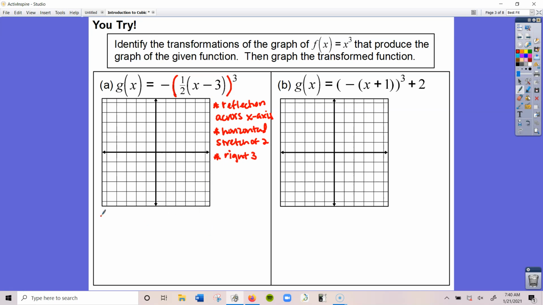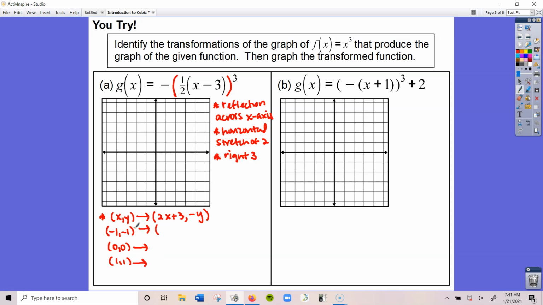Now let's go ahead and write those transformation rules. The rule for the x's, remember we do the opposite, so instead of 1/2 we would say 2x plus 3. And for the y's, the only thing that's affecting the y is the negative, so negative y. Now we use our reference points, (-1, -1), (0, 0), and (1, 1).